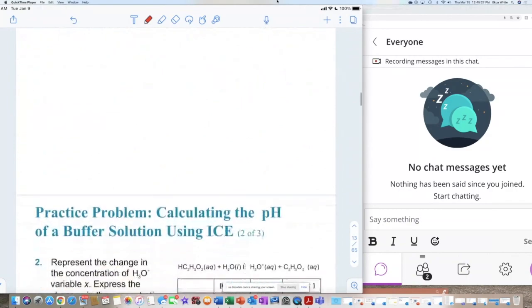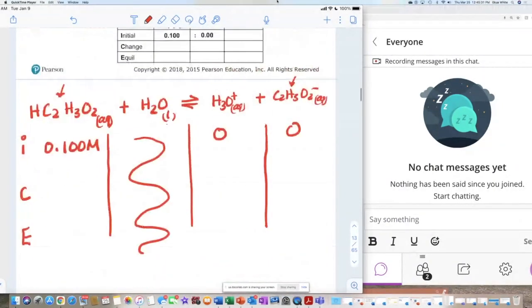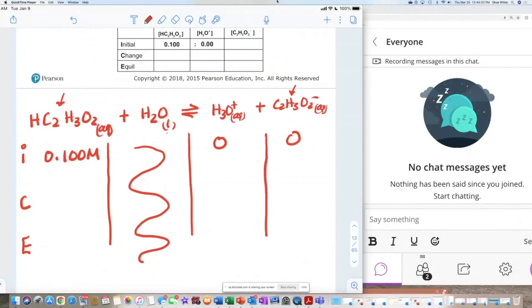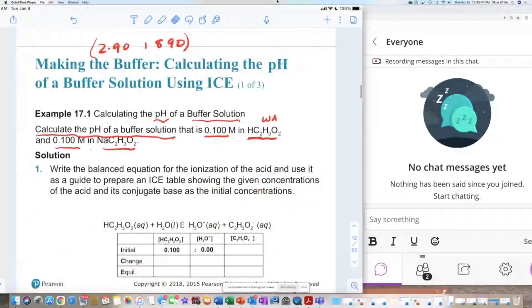But if you look at this slide down here, they put a number right here. So what's happening here? Because the buffer requires a conjugate base from the beginning, we are going to change this number here and add the conjugate base concentration.